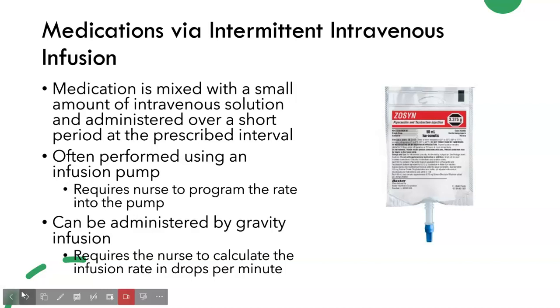Even though we're using a pump, these do require the nurse to program the rate into the pump. It can be administered by gravity, and we are going to talk about how you do that. But more often than not, you are going to have a pump. That's really the safest way to do it, so we're going to focus more on that. But if you do give by gravity, it requires the nurse to calculate the infusion rate in drops per minute, and we'll talk about that.